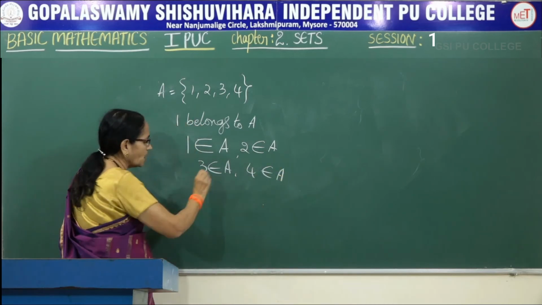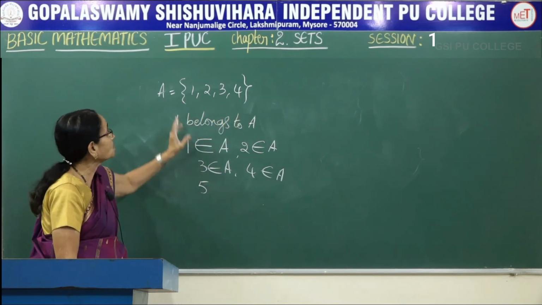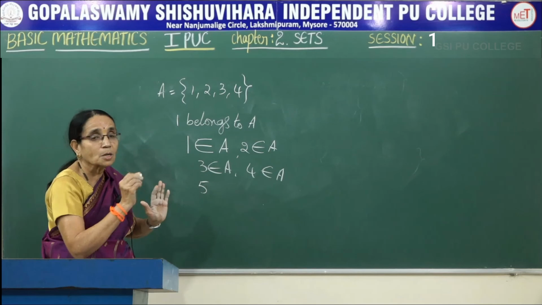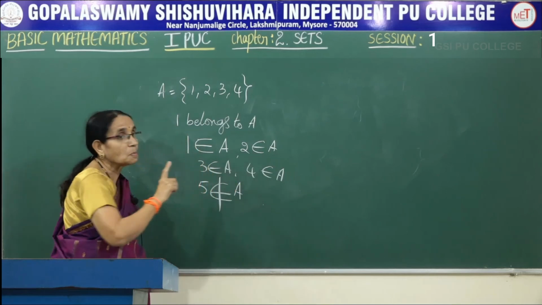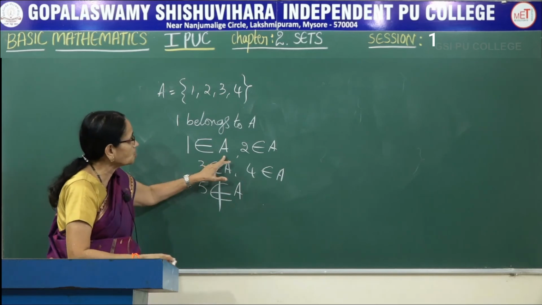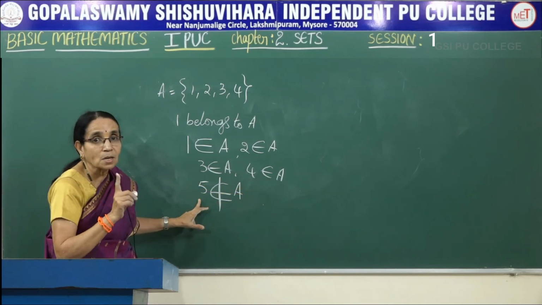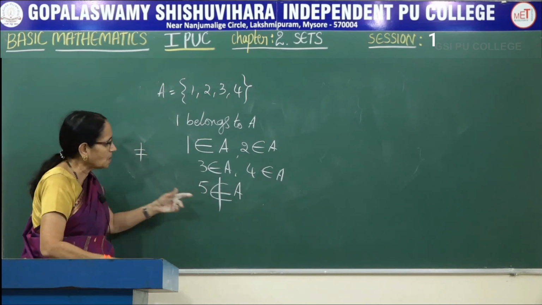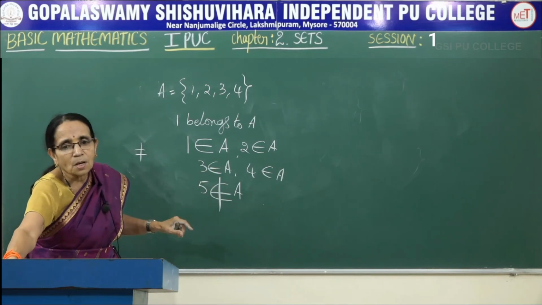Now let me take the number 5. Is it in the set A? No. We can see that there are only 4 elements here. 5 is not in the set A, isn't it? So how do you say that one? 5 does not belong to the set A. So write like this and cancel this one, and write does not belong. You have to pronounce it properly. 1 belongs to A, 2 belongs to A, 3 belongs to A, 4 belongs to A, 5 does not belong to A. You have learnt about this one. Equal we write, not equal, we cancel that one. Similarly, we use the symbol, cancel that one. And how do you read that one? 5 does not belong to A.